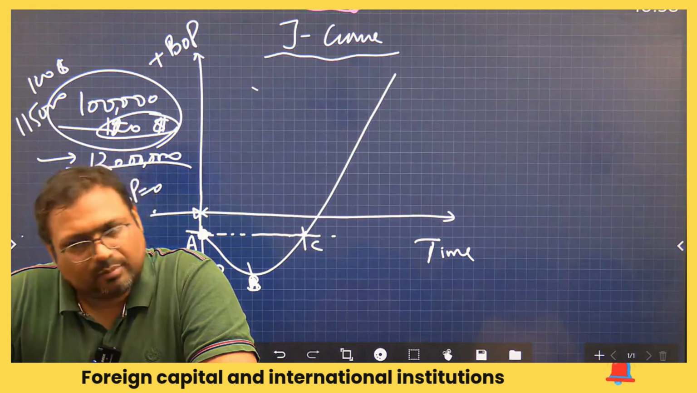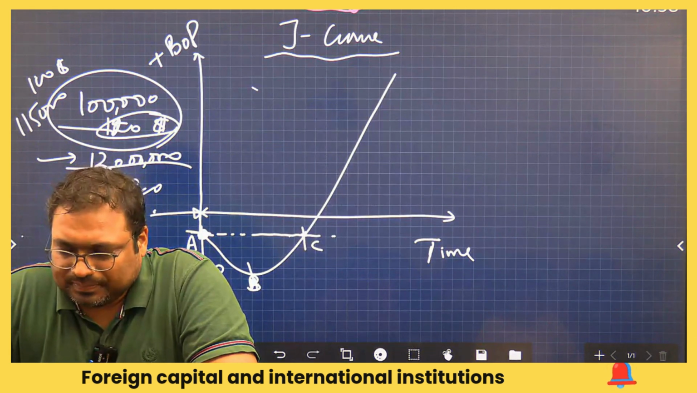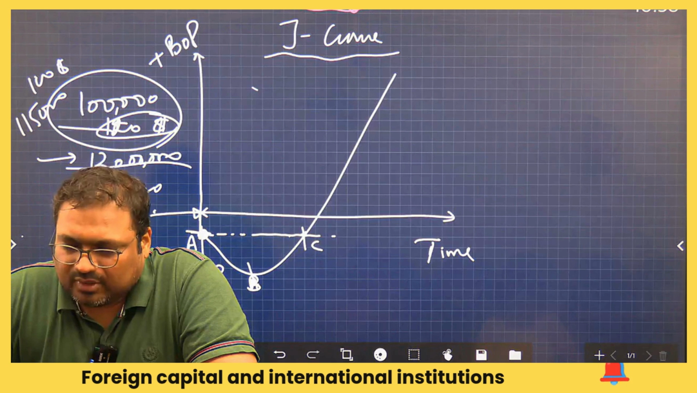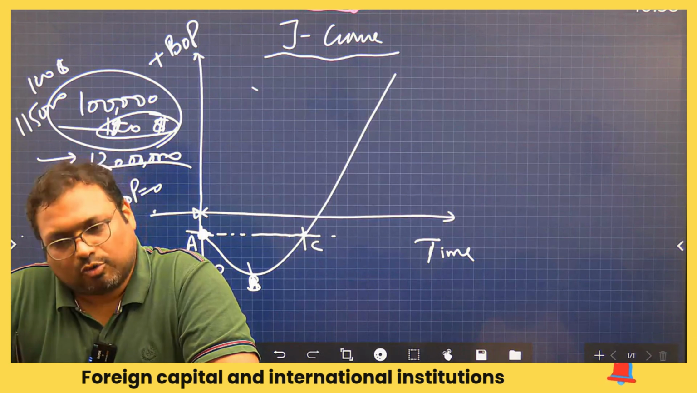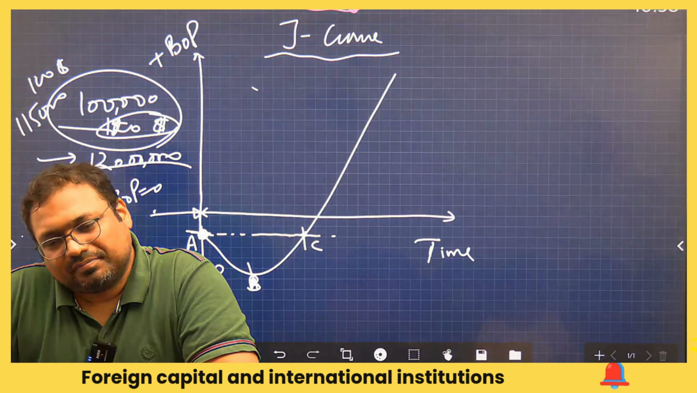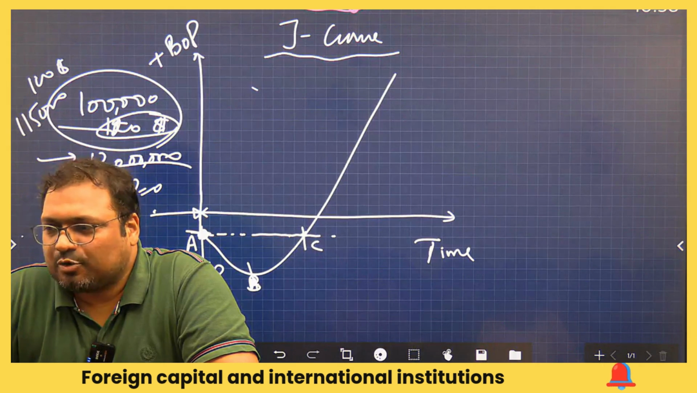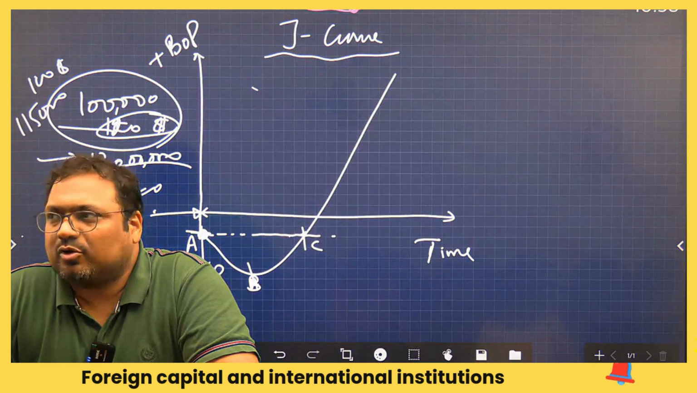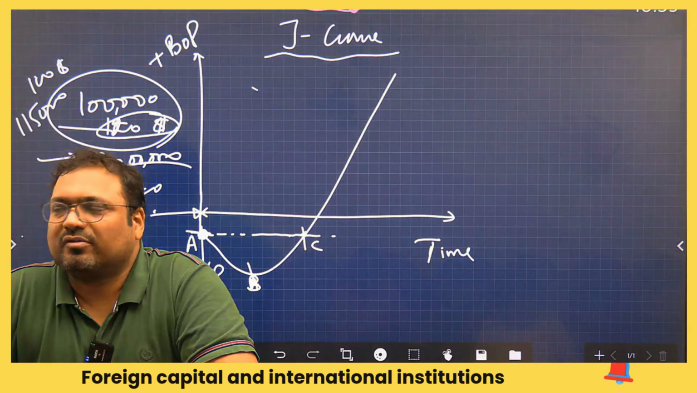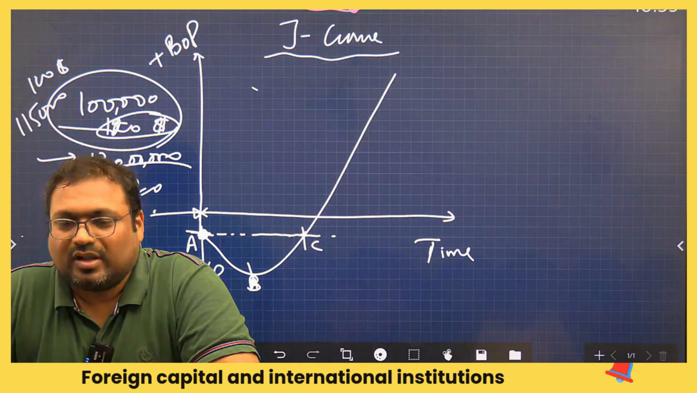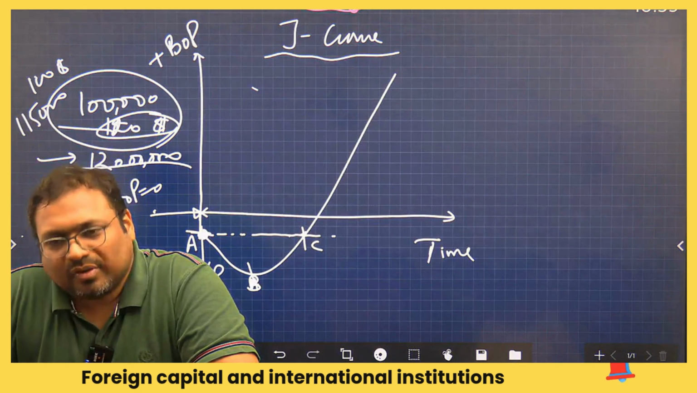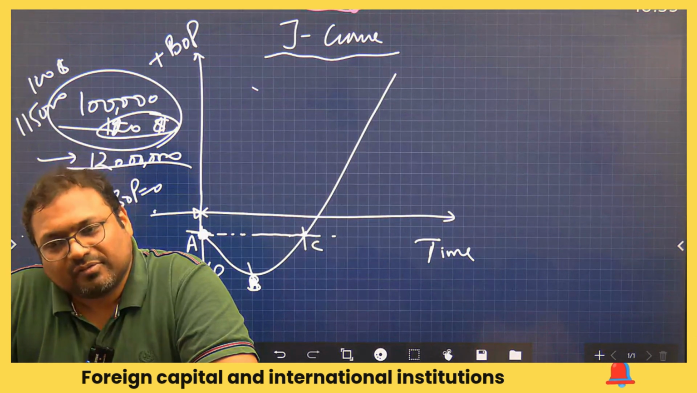And import bill increases. Okay. So right in the next line: after some time, the country is likely to gain more export orders and find some domestic substitutes to expensive imports.